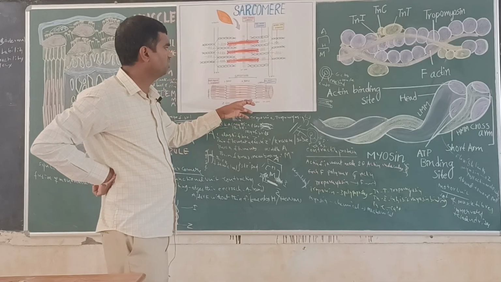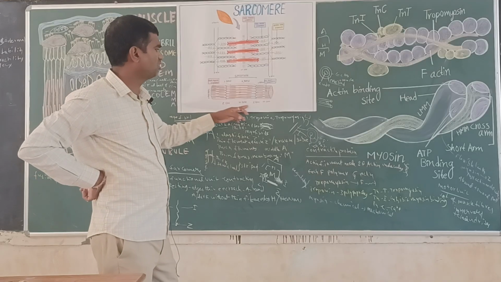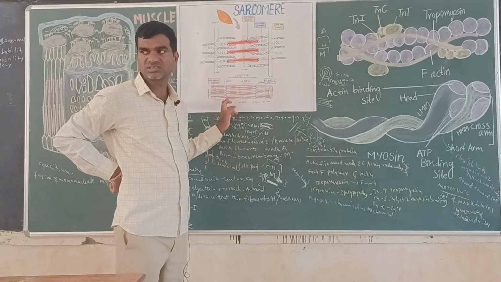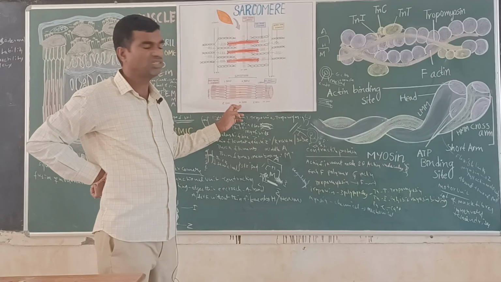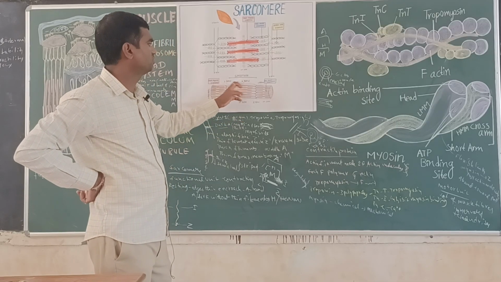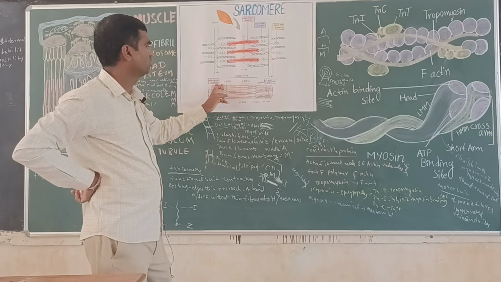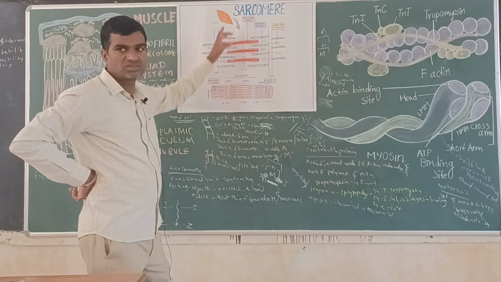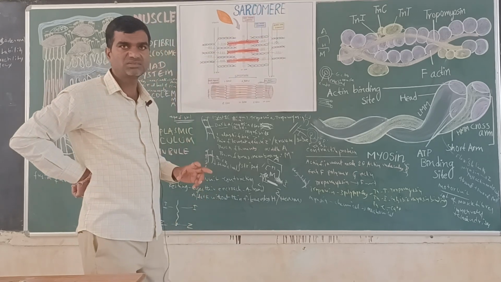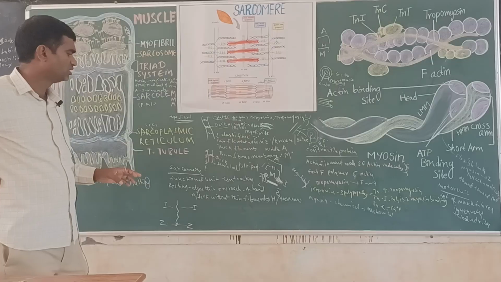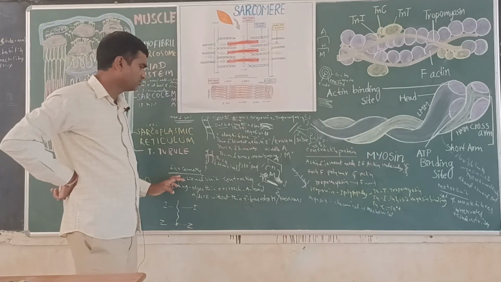Okay. And next, this is called the Z line, the Z disc. And the central region is the H zone. And next, this is the A band. These are the I bands. So this is about the sarcomere. The region between two Z lines is called the sarcomere, right.